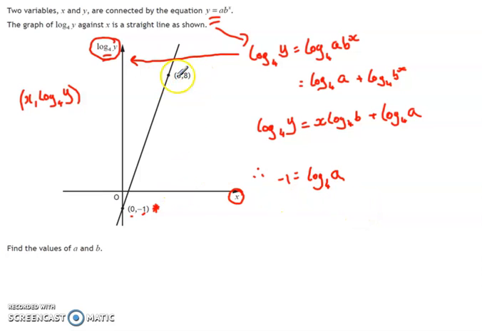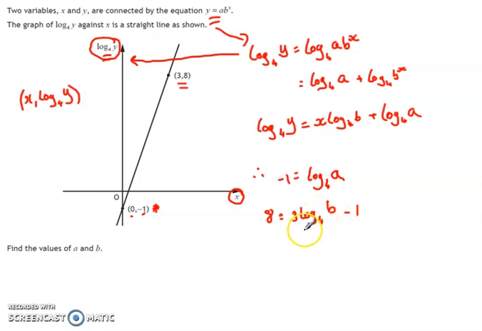If I then took this second point up here and substituted it in the same way, what I'd end up getting is that 8 is equal to 3 log to the base 4 of b. I've then got plus log to the base 4 of a, but this first part here has shown me that log to the base 4 of a is negative 1. So I could put that in and make it minus 1.